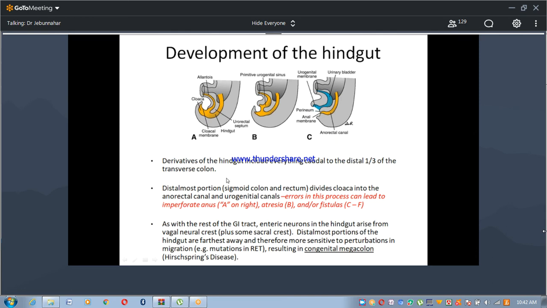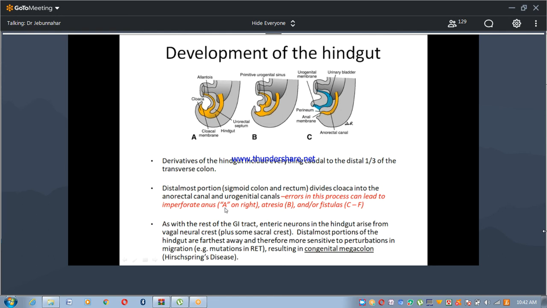Okay, now development of the hindgut. The derivatives of the hindgut include everything caudal to the distal 1/3 of the transverse colon. Everything from the distal 1/3 of the transverse colon downward comes from the hindgut. The distal portion of the sigmoid colon and rectum divide into the anorectal canal and urogenital canal.